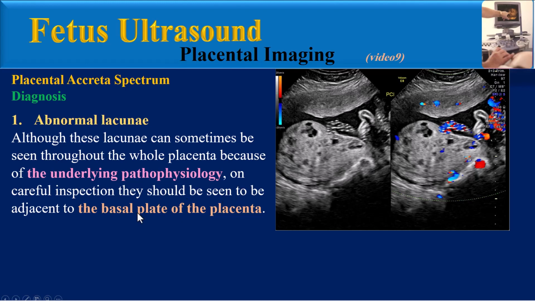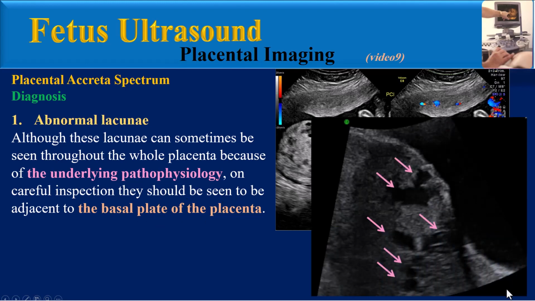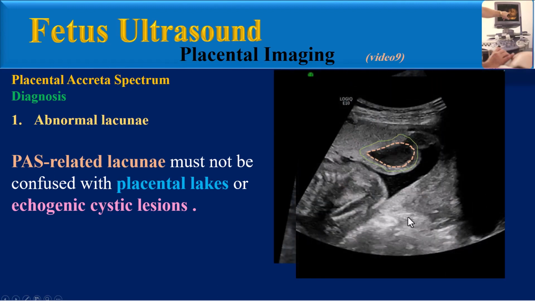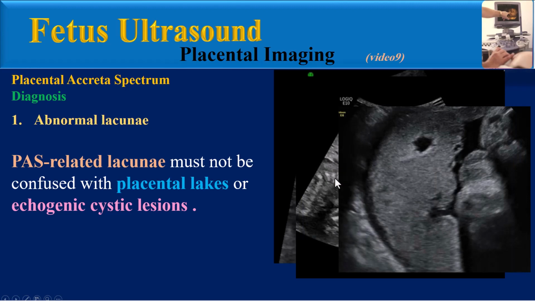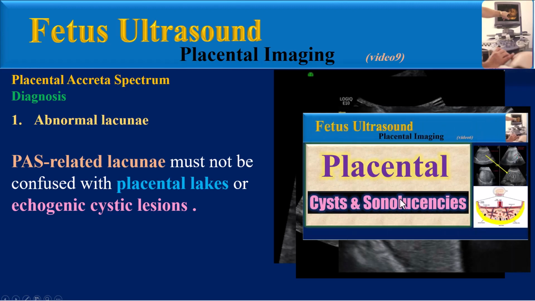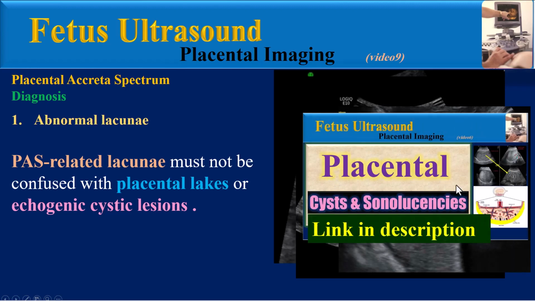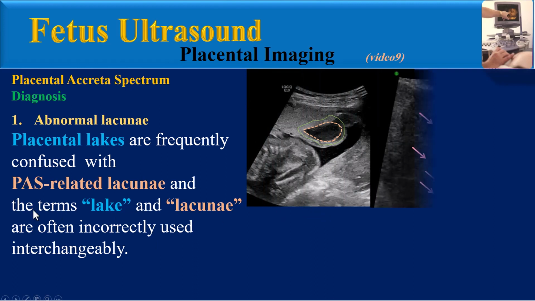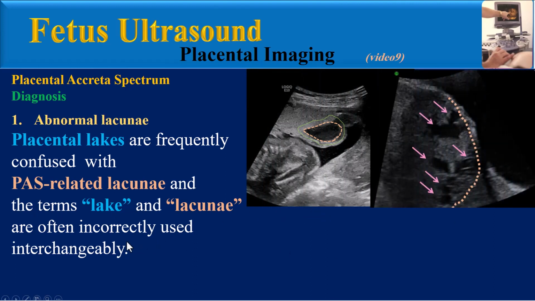On careful inspection, they should be seen to be adjacent to the basal plate of the placenta. Placenta accreta related lacunae must not be confused with placental lakes or echogenic cystic lesions. You can find a full explanation about placental cysts and sonolucencies in video 6 of this video series. Placental lakes are frequently confused with PAS-related lacunae, and the terms lake and lacunae are often incorrectly used interchangeably.